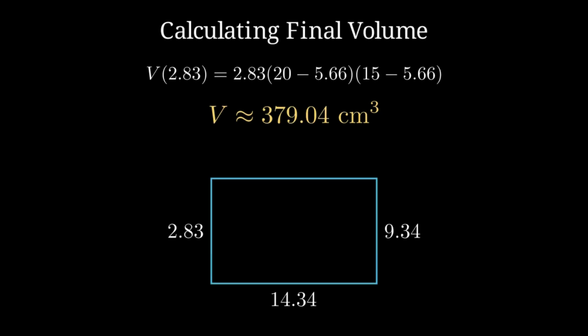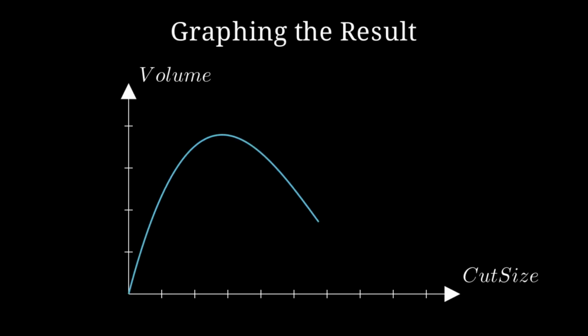Any other cut size would result in a smaller box. Visualizing the function helps verify our work. Notice how the volume starts at 0 when the cut is 0, rises to a peak at 2.83, and then falls back to 0 at 7.5. The peak represents the most efficient use of our material for maximum storage capacity.